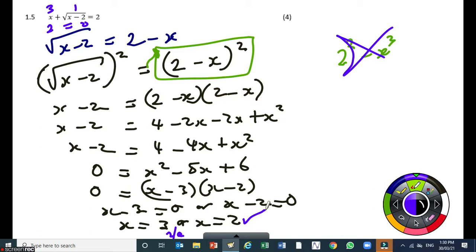If you don't validate both answers, you may lose 1 mark for that. Okay? You may lose 1 mark. So out of those 4 marks, 1 mark is also for rejecting x equal to 3. And you need to state that x is not equal to 3 by writing what I just wrote. So we only have one solution. Okay? Make sure you are aware of what I just did.